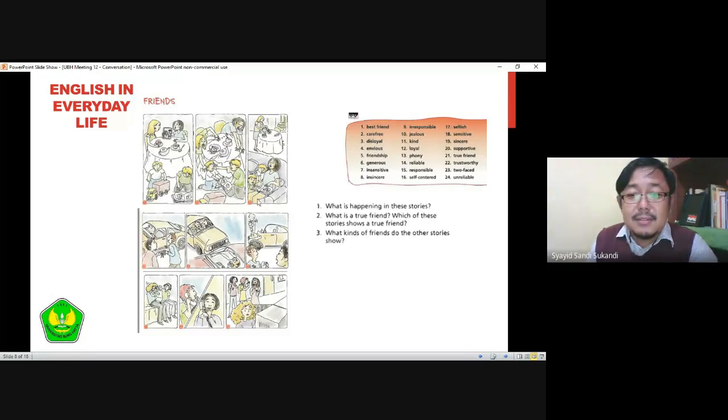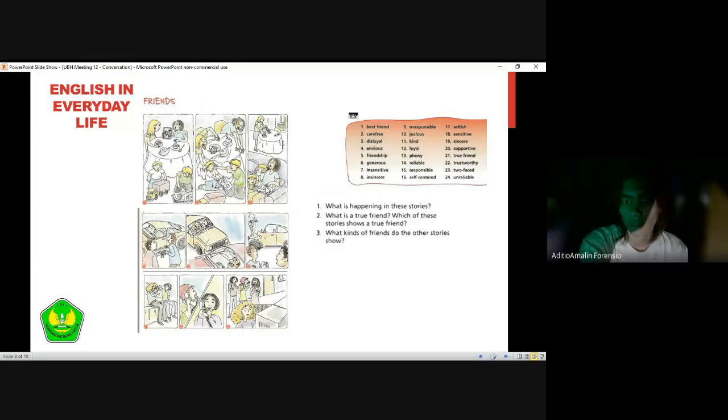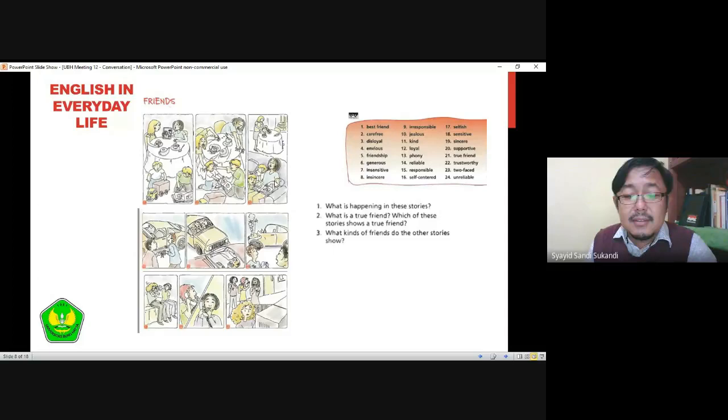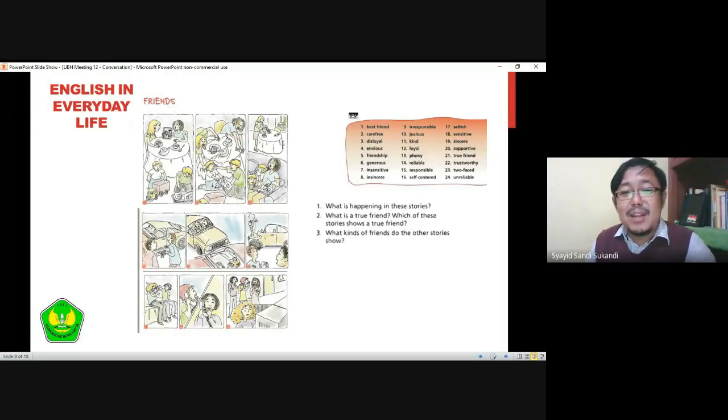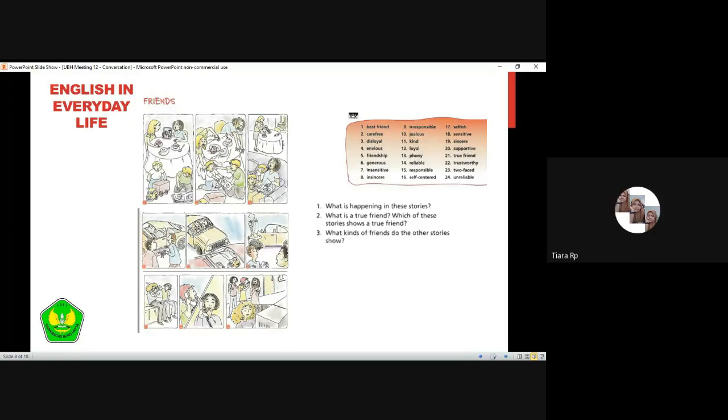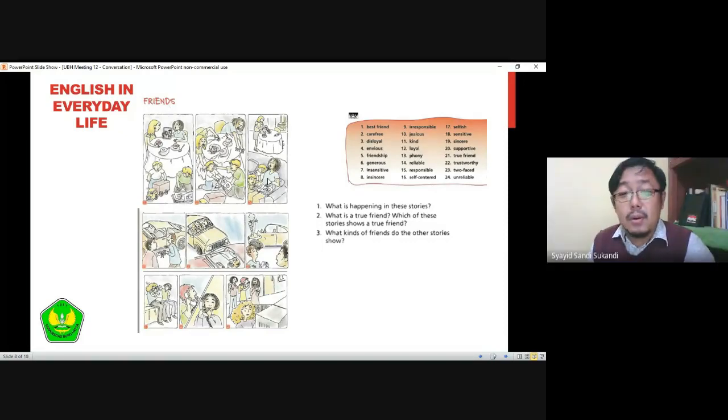What happened? Baca dongeng. Okay. Baca dongeng. What is dongeng in English? Fairy tale or folklore or folk tale. If you say fairy tale, itu maksudnya cerita tentang peri.